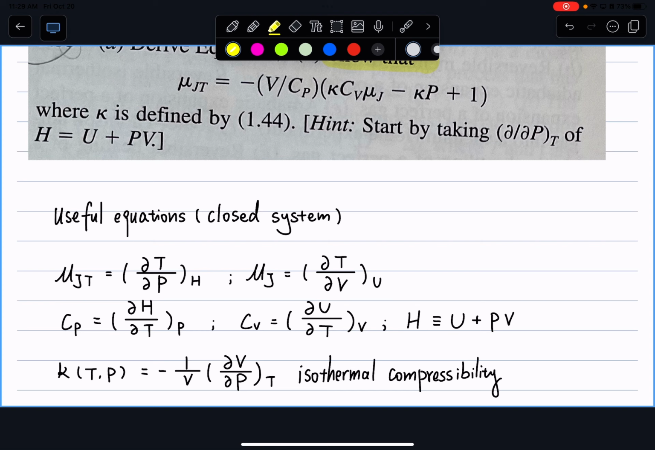You can do it on your own paper. I mean, we have different ways to do it. We'll see if my way works for you. And this one is a proof, so you know you get it right at the end. We'll see how that goes. All right, at the beginning, it gives you a hint, right? So read the hint and use it. It tells you to start by taking the partial derivative with respect to P at constant T for enthalpy H.